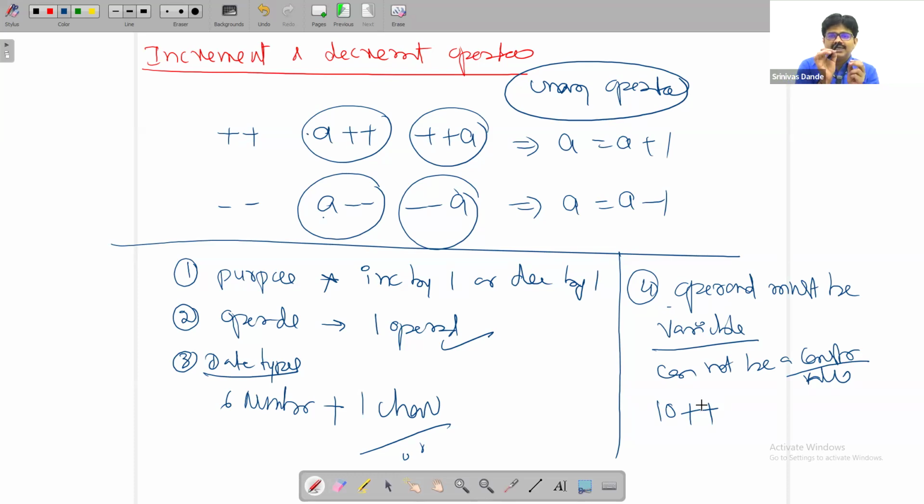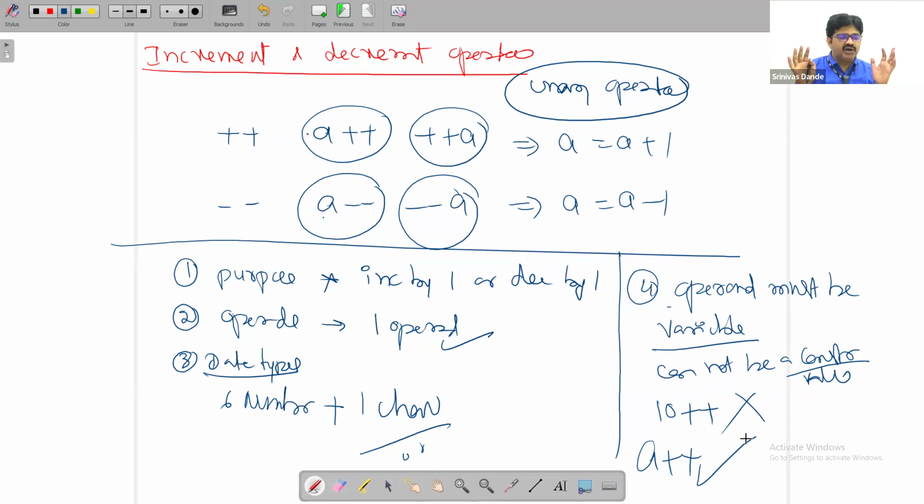Because it is increasing the value by 1. The increased value has to be stored back. If you want to store the increased value, there must be a variable only, right? Not allowed. A plus plus, yes, A is a variable. So it will take whatever current value is there in A, increase that by 1, and the result is stored again into the variable. So the operand must be a variable. Other than a variable, nothing is allowed. So is that clear how to use this?